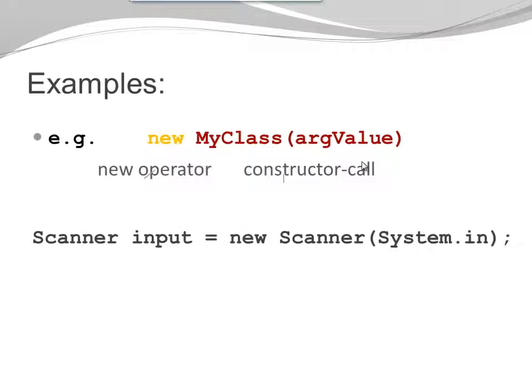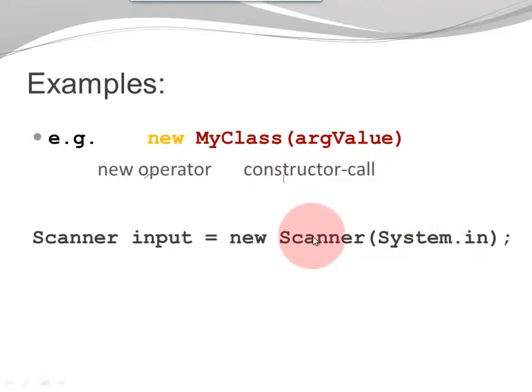So let's look at some examples. Here I have Scanner input. This is a variable called input of type Scanner, and we are assigning a new Scanner instance. The new Scanner instance is created with a new operator followed by a constructor call.